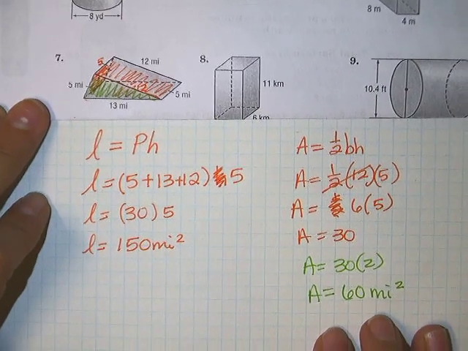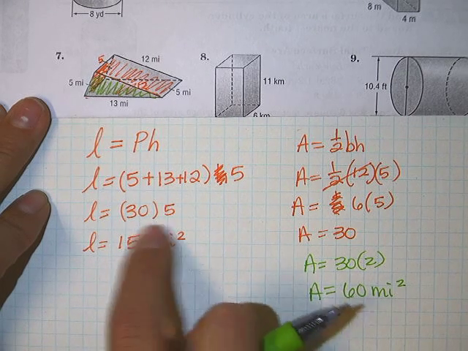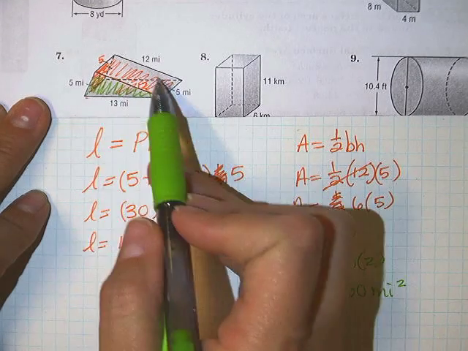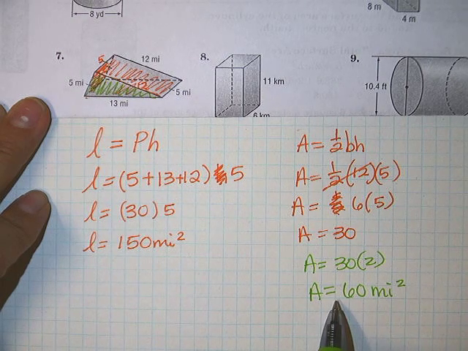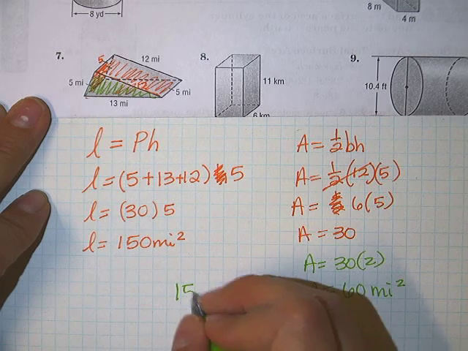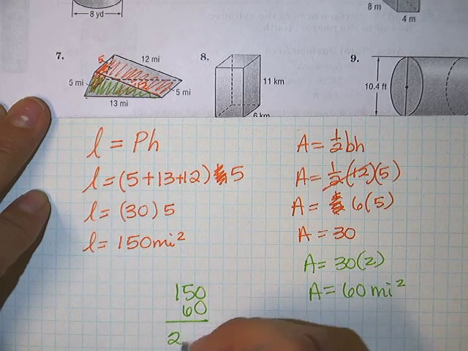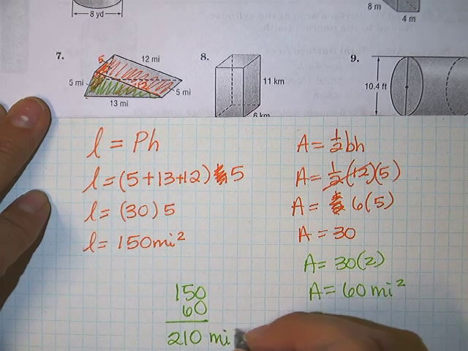For total surface area, I need to now add my lateral surface area, which are my rectangles that wrap around, and the area of my two bases. So that's going to be 150 plus 60. That gives me 210 miles squared.